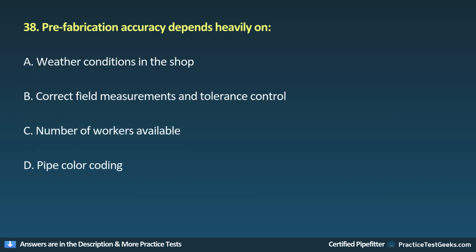38. Prefabrication accuracy depends heavily on: A. Weather conditions in the shop. B. Correct field measurements and tolerance control. C. Number of workers available. D. Pipe color coding.